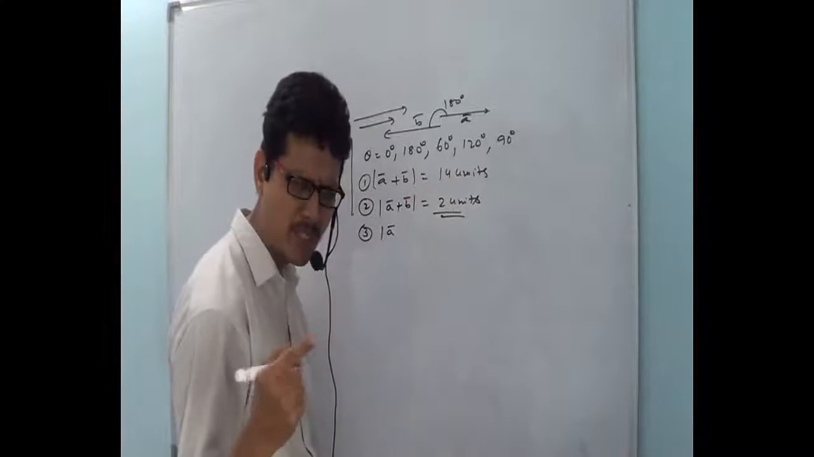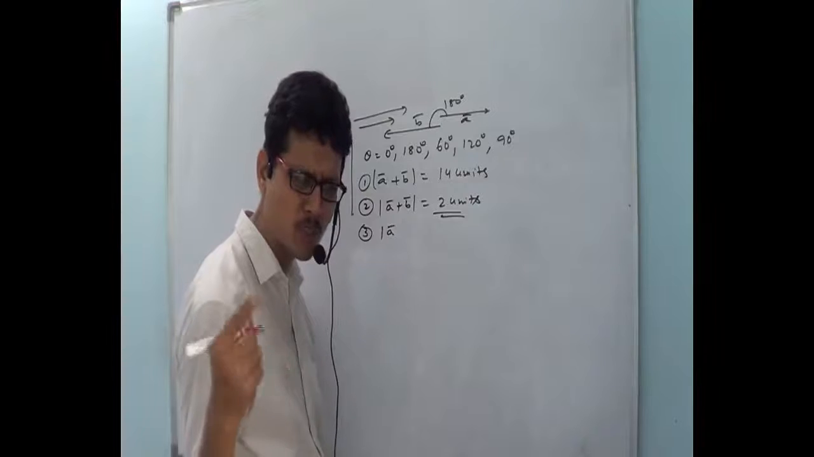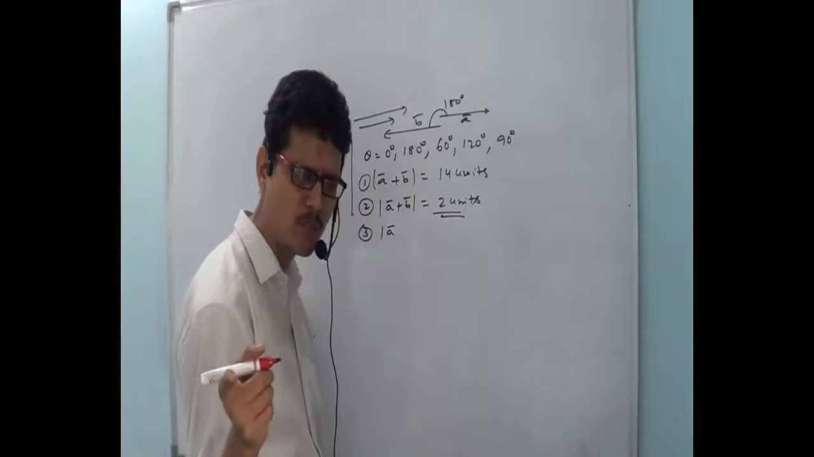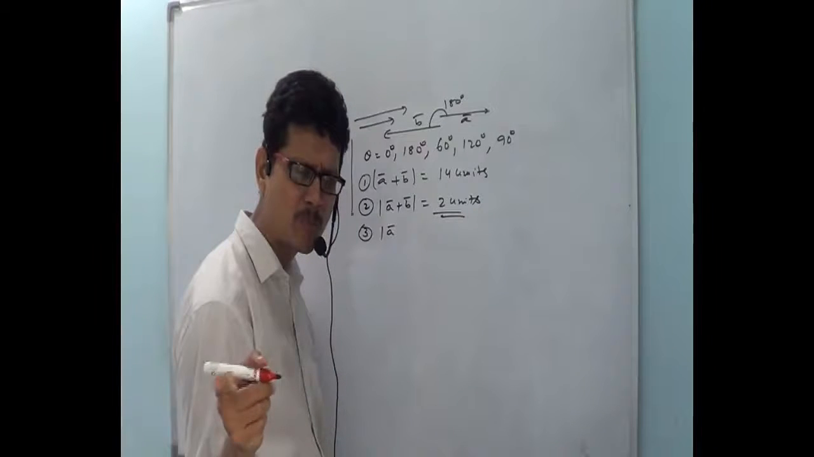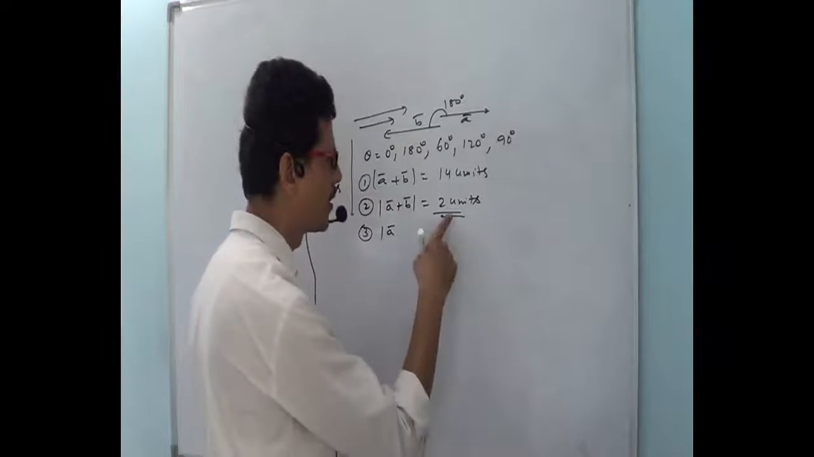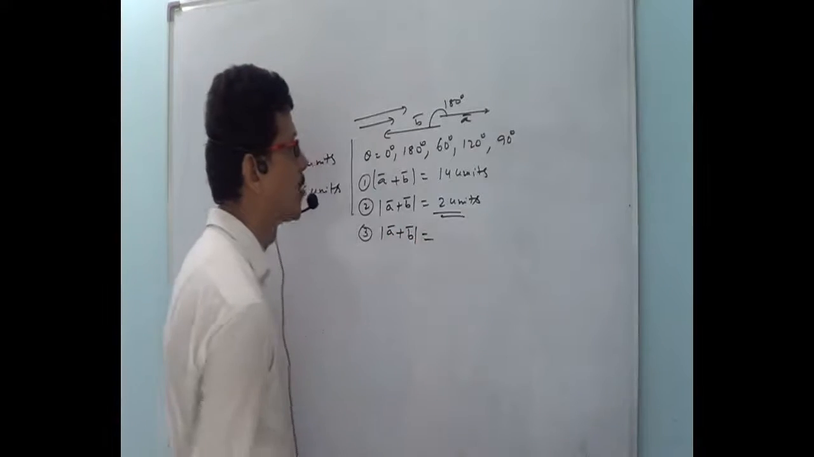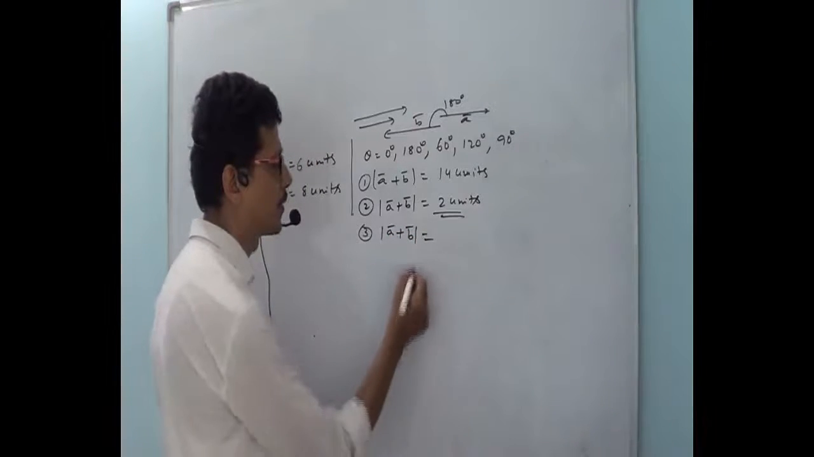Or you can apply that: root of A square plus B square plus 2AB cos 180. Cos 180 is minus 1. A minus B whole square under root you will get. What is A minus B whole square under root? A minus B only, na? That is 2 units.